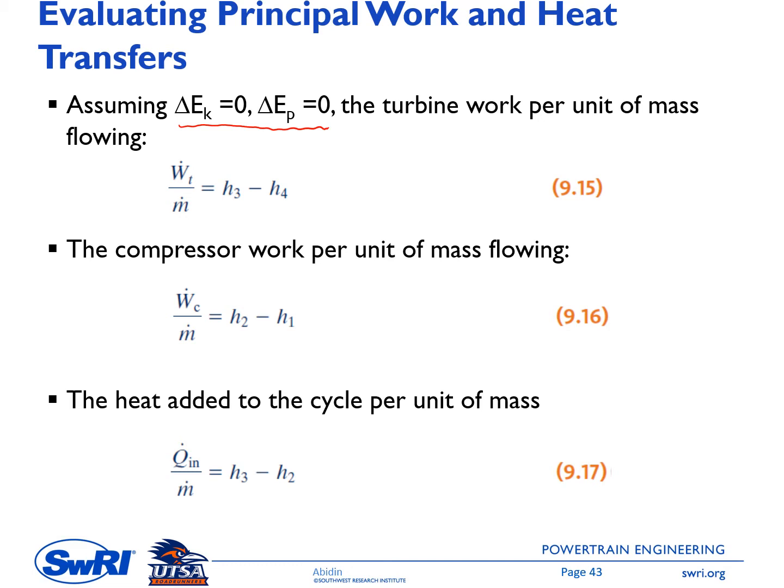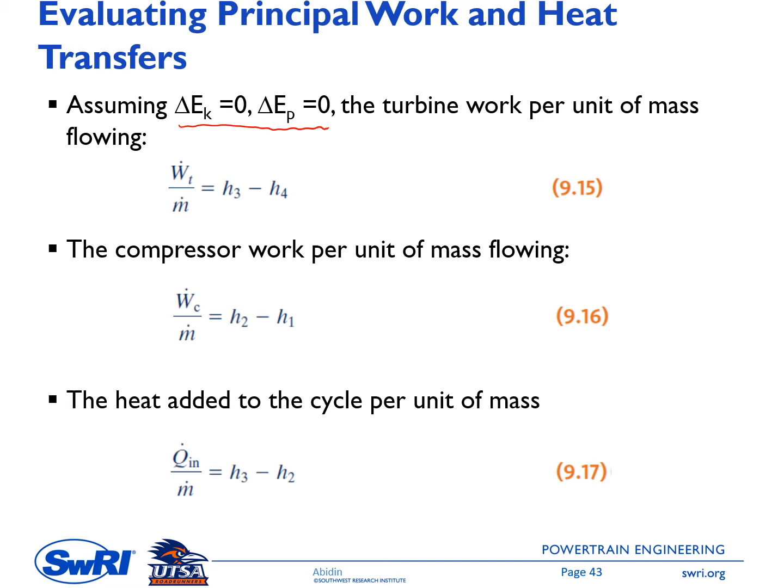So the first conservation is applied to the turbine component. So we will get equation 9.15. The turbine work per unit of mass is the enthalpy difference between the inlet and the exit. So we try to have a positive number here, just to avoid the confusion.